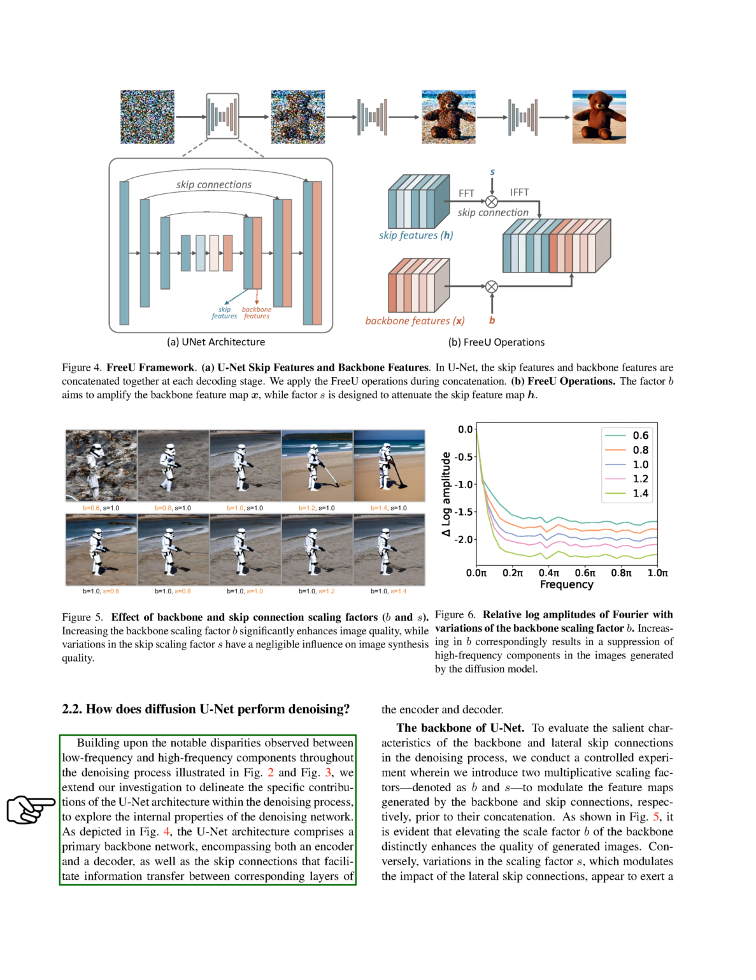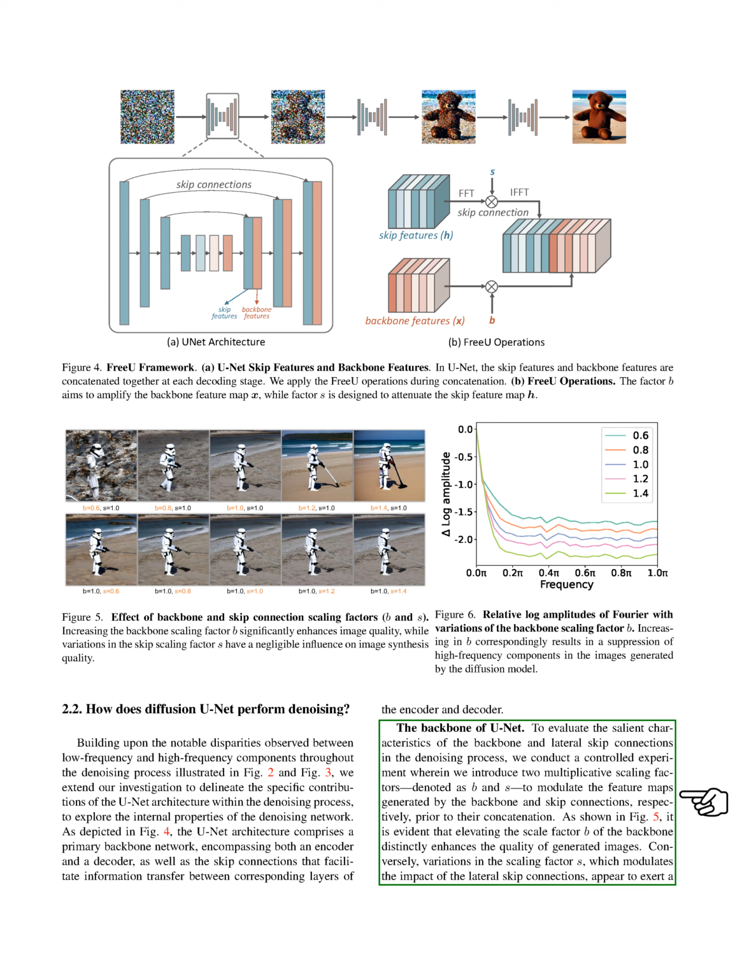The UNet architecture has a main network, which includes an encoder and a decoder, and also has skip connections that help transfer information between corresponding layers of the encoder and decoder. We conducted an experiment to understand the role of the main network and the skip connections in the denoising process. We introduced two scaling factors to adjust the feature maps generated by the main network and skip connections.